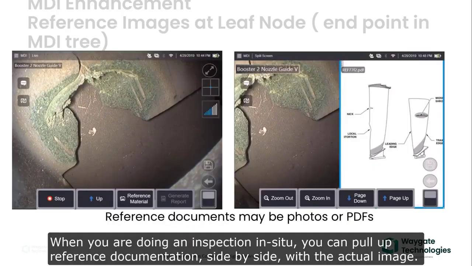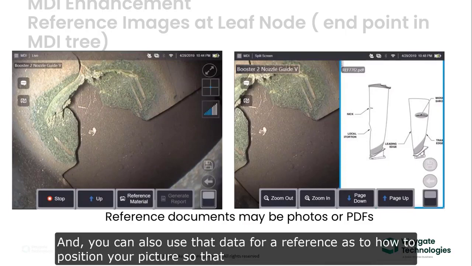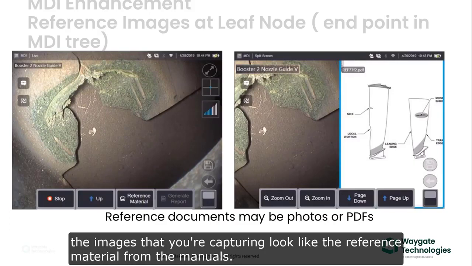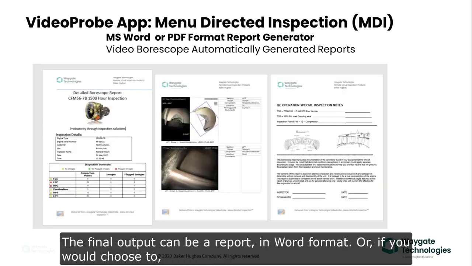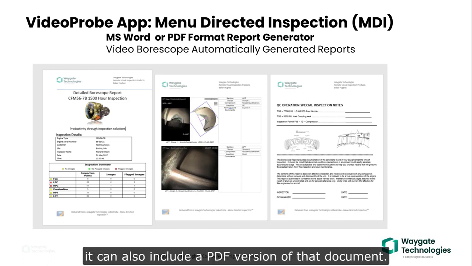When you're doing an inspection in situ, you can pull up reference documentation side by side with the actual image. And you can also use that data for a reference as to how to position your pictures so that the images that you're capturing look like the reference material from the manuals. The final output can be a report in Word format, or if you would choose to, it can also include a PDF version of that document.